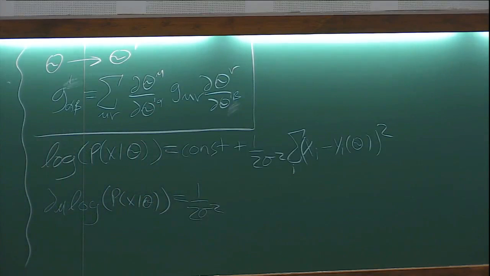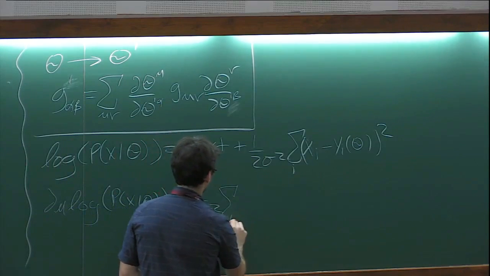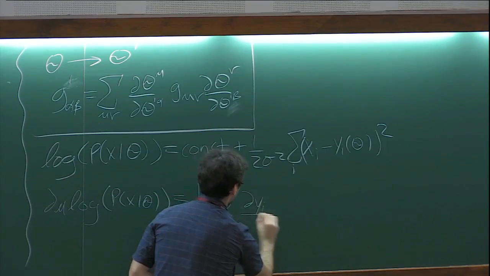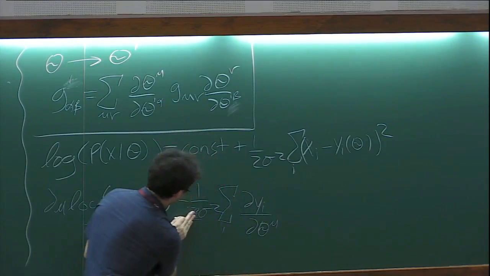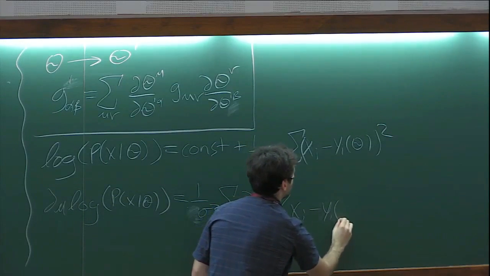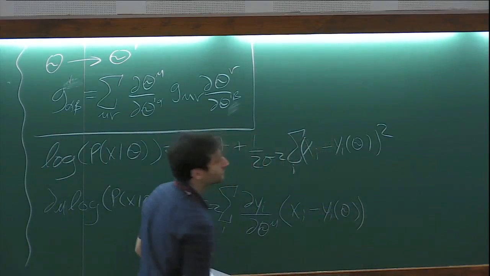And d mu log p. So I'm just working through, and I'm going to actually just calculate the metric according to this, and then we're going to use that to show that when I look at the metric of this, it's going to be sloppy, so that people don't get lost in the math here. Now I want to sum over i of dyi d theta mu, get rid of the 2 here, xi minus yi of theta. Right?